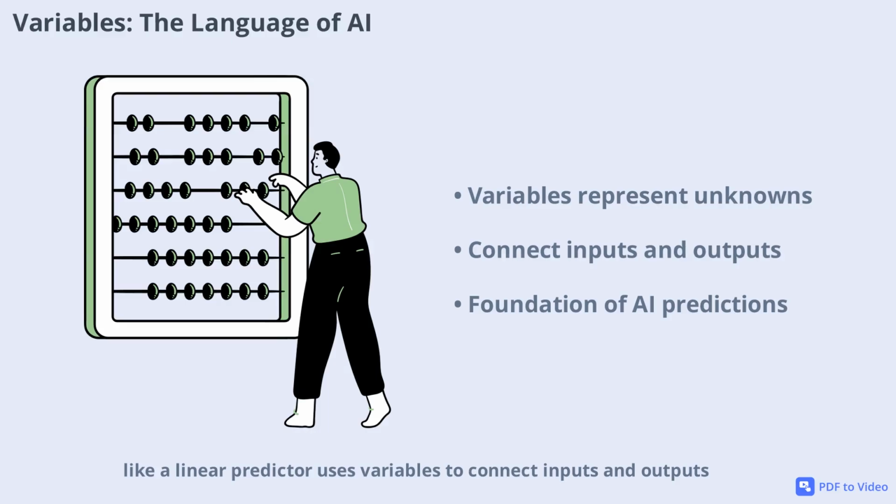The most basic AI model, like a linear predictor, uses variables to connect inputs and outputs. Prediction = weight times input plus bias. This single equation is the backbone of machine learning. By understanding variables, you can see how AI models learn from data and make predictions. Next, we'll see how these variables come together in linear equations, which are fundamental for AI.